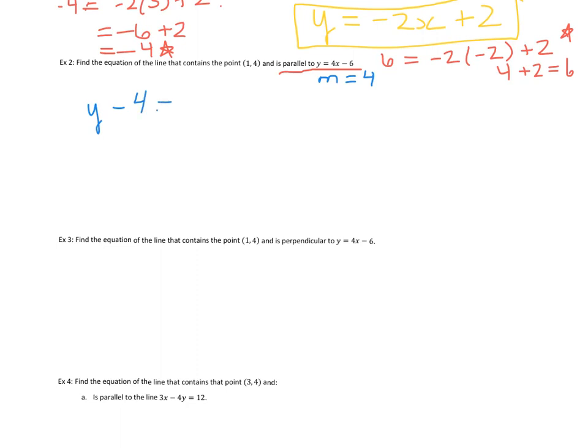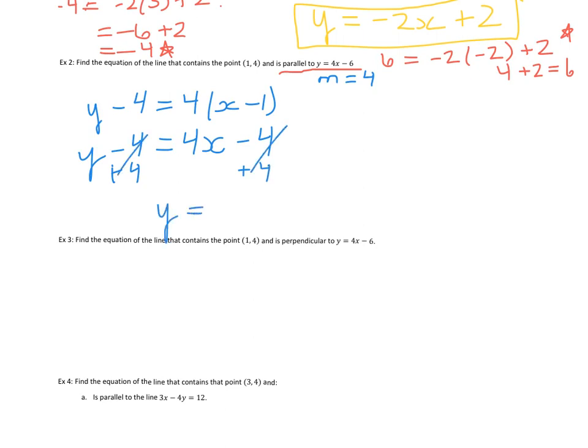I'm using point slope form: y minus y1 equals m times x minus x1. Solve for y, so that means we're going to distribute the 4 to the x minus 1. And then let's add 4 to both sides. Ooh, and it actually cancels on both parts.